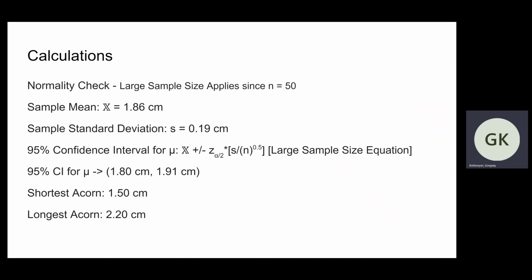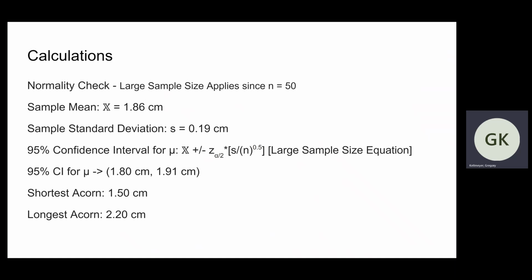Various calculation information here. The normality check, we should be fine because there's a large sample, n equals 50. The mean is 1.86 centimeters for the sample with a standard deviation of 0.19 centimeters. I was using the large sample size equation for the confidence interval. Obviously, proportionality doesn't make sense for the kind of problem I'm doing, and I don't need the t-test when I can use the large sample instead. And that interval was from 1.8 centimeters to 1.91 centimeters.